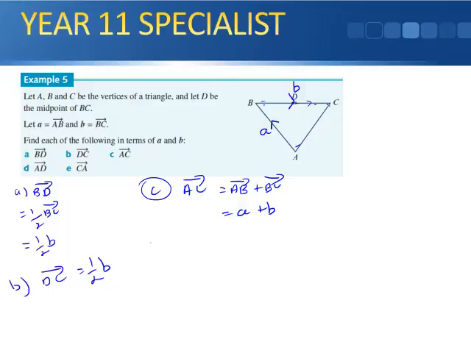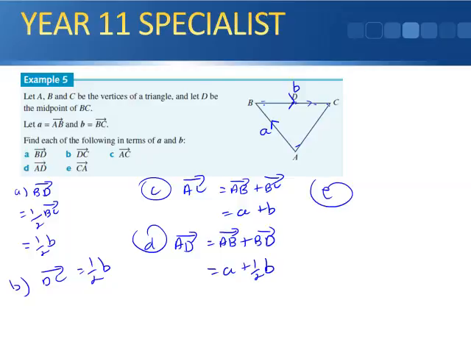D. D is A to D. A to D is A to B, and then from B we have to go to D. A to B we know is A, B to D we worked out before, that's a half of B. So there's that one. And E, C to A.